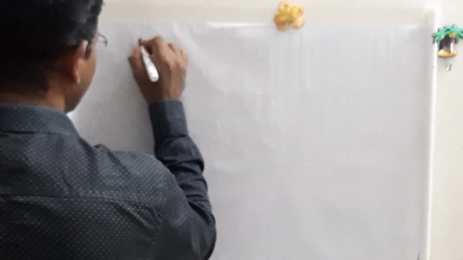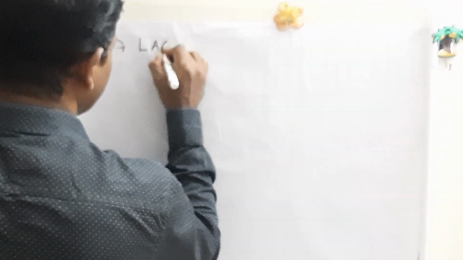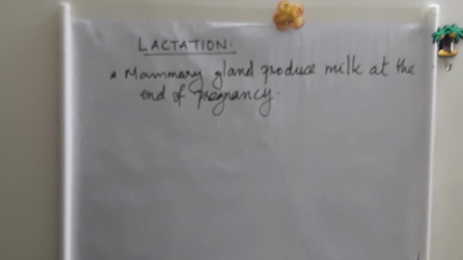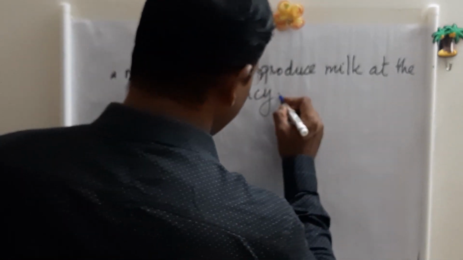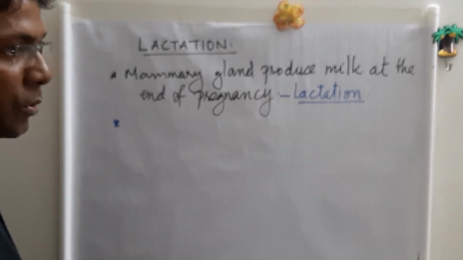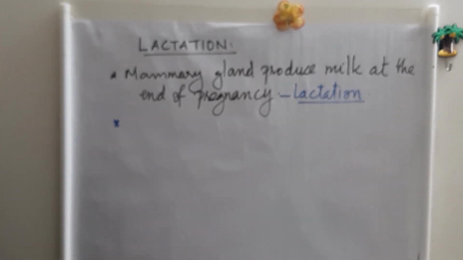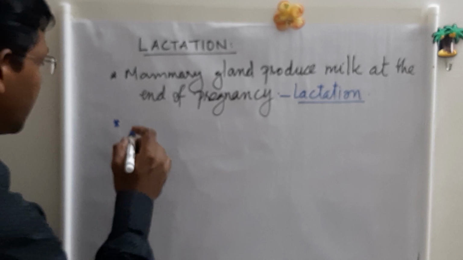Coming to the last is the lactation. The mammary gland also undergoes some transformations during the pregnancy time. It starts producing milk at the end of pregnancy, and this process is called lactation. The milk produced during the initial few days of lactation is called colostrum.